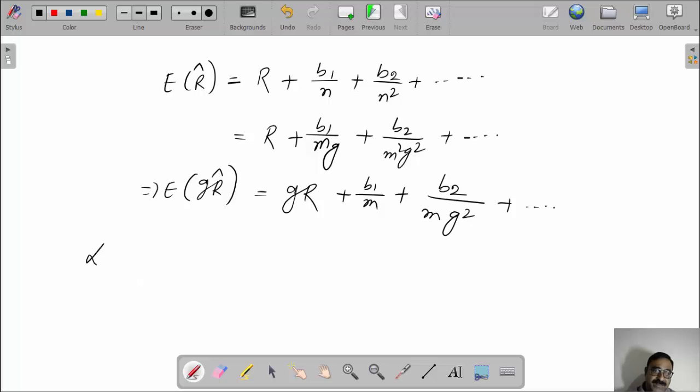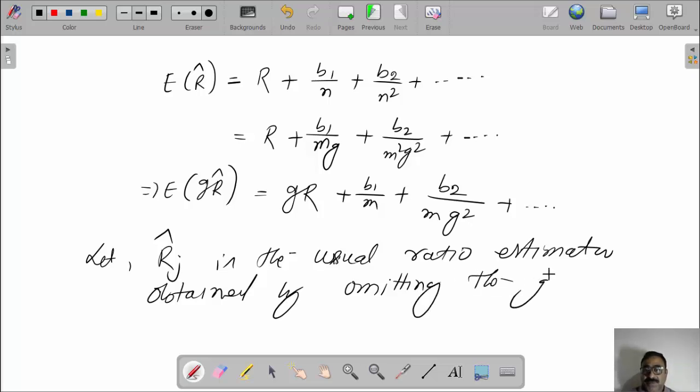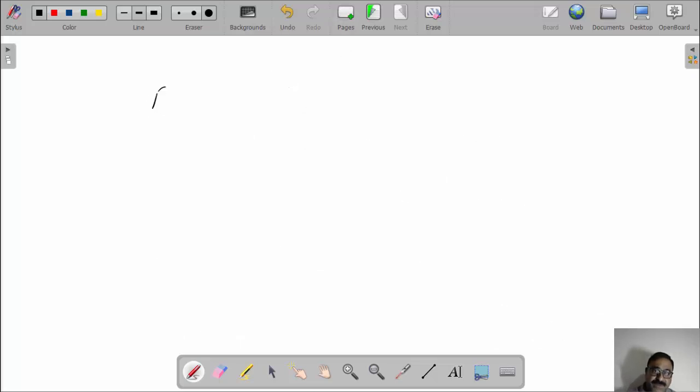Now let r_j cap be the usual ratio estimator obtained by omitting the jth group. So r_j cap is calculated from g minus 1 groups, that is r_j cap is obtained from a simple random sample of m into g minus 1 units.